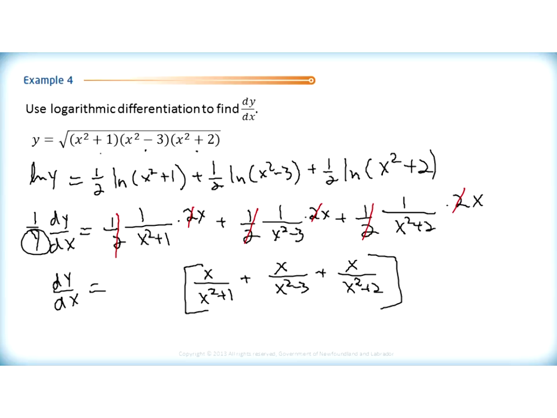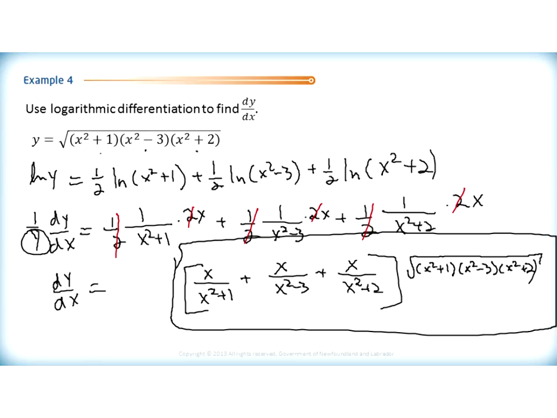And y was the original disgusting thing. So all of that is multiplied by the square root of, yipes, x squared plus 1, x squared minus 3, and x squared plus 2. And so there we have it. Differentiated using logarithmic differentiation. Could probably be simplified more, but I'm doubting very seriously it'd be worth the effort.